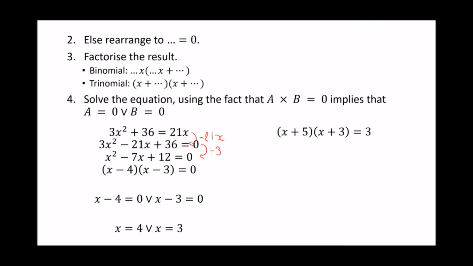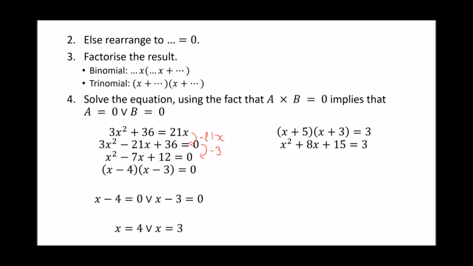Another very tricky one may look like this. x plus 5 times x plus 3 equals 3. This formula is already factorized, but it is not equals 0, so we can't use the a times b rule. What we actually have to do is expand the brackets, get rid of those brackets first.